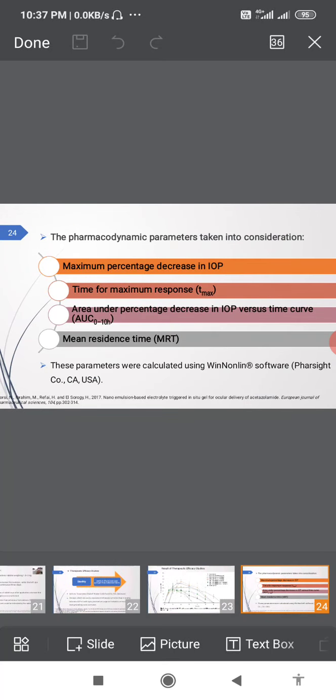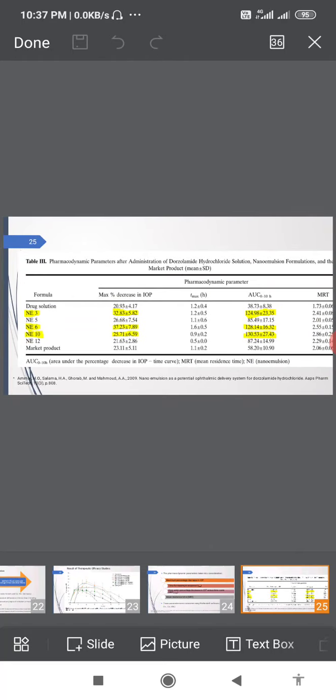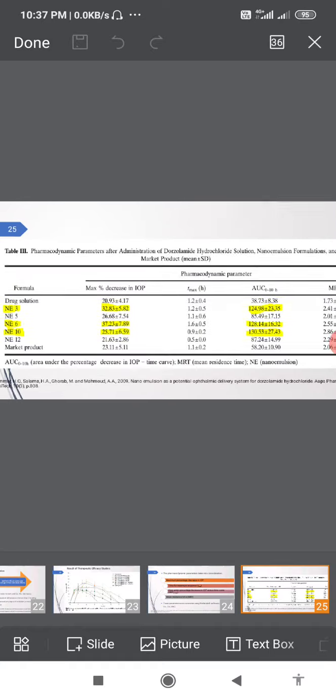The pharmacodynamic parameters taken into consideration are maximum percentage decrease in intraocular pressure, time for maximum response, area under the percentage decrease in intraocular pressure versus time curve, and mean residence time. Let's now see all the highlighted data. All the highlighted formulations are the ones showing the most efficacy or prolonged effect.